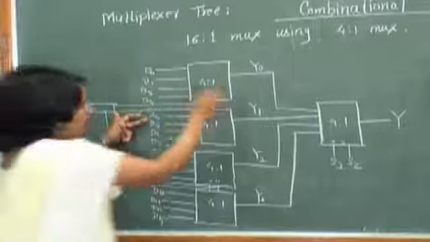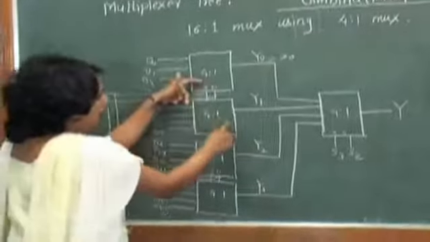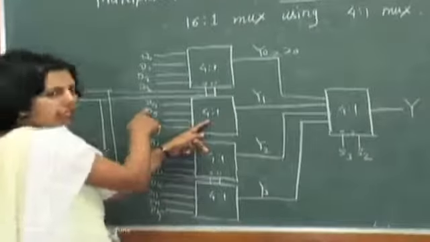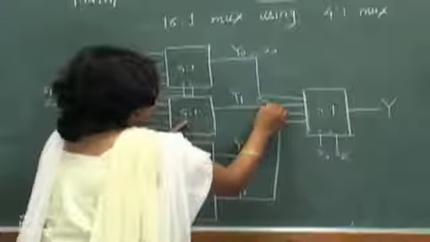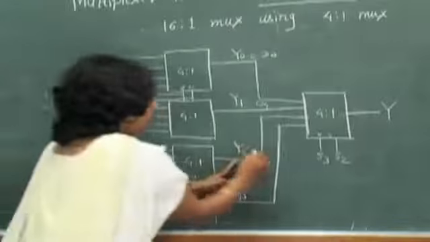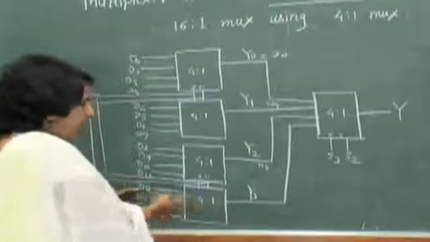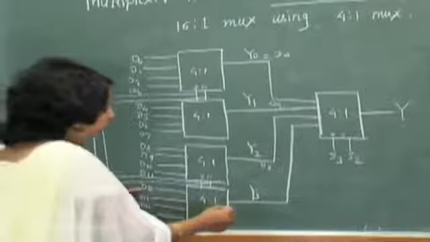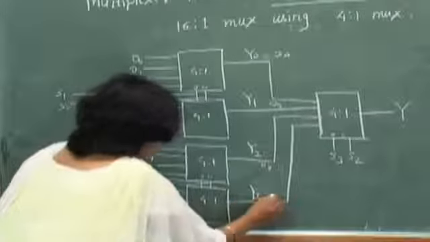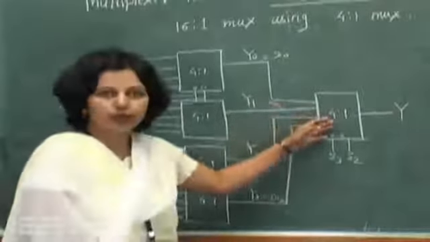So Y0 is nothing but the D0 line of this one. Y1 is nothing but the D0, which we are making as D4 here. Y2 is nothing but the D0 line of the third multiplexer, so that is nothing but D8. And next is D12, which is again the Y0 line of this 4:1 multiplexer, so this is nothing but D12. All these will be connected to the 4:1 mux.